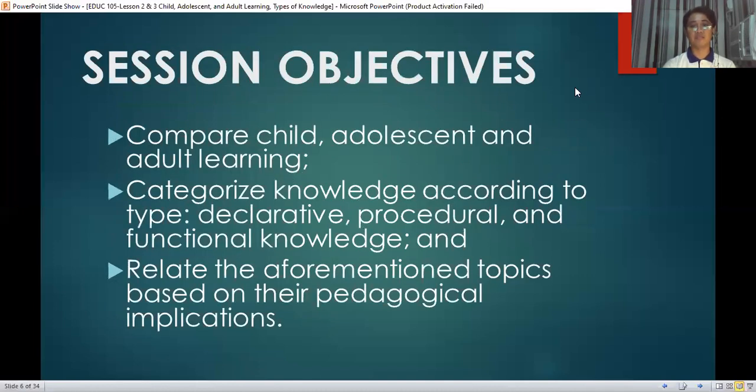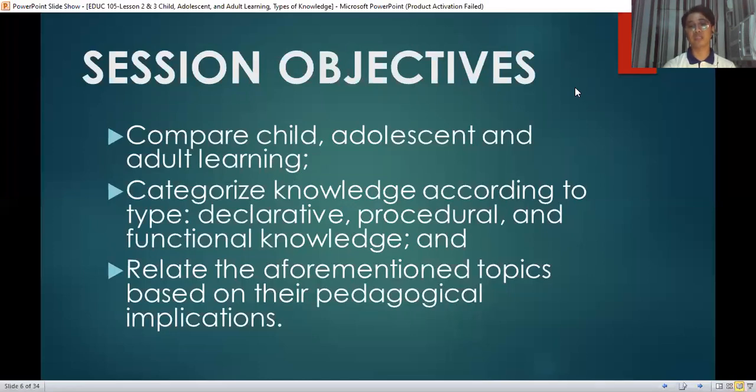Okay, what will be our objectives for this session? First, to compare child and adolescent and adult learning. Second, to categorize knowledge according to type, whether declarative, procedural, and functional. Aside from these categories that are on your screen, we will have a discussion also on other categories of knowledge for us to have a wide understanding about knowledge. And lastly, of course, which is very crucial and very important as we are in the field of teaching and you are aspiring teachers, to relate these topics based on their pedagogical implications.